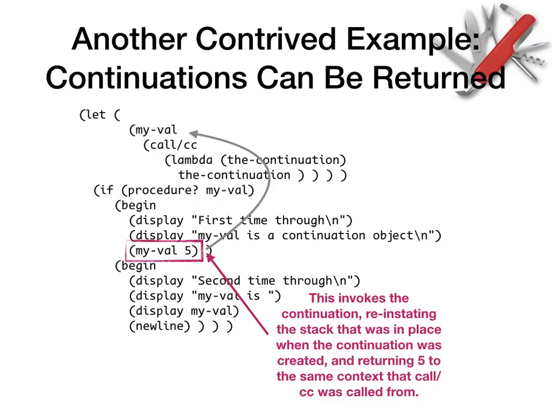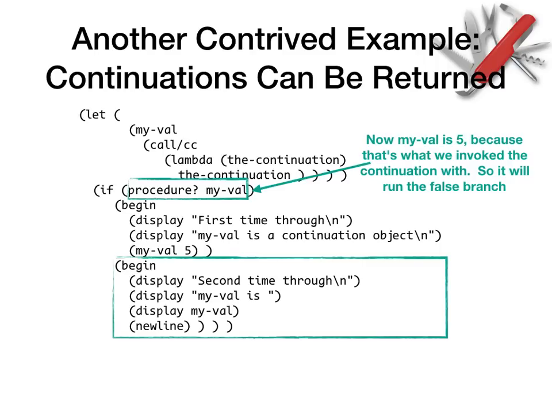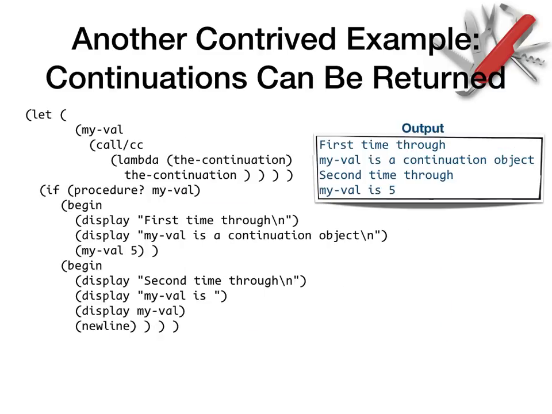Okay, so now myval, instead of having a continuation, now has 5, and we're starting all over again. So then we say, is myval a procedure? Well, no, it's not. Now myval is 5 because that's what we invoked the continuation with. So now it'll run on the false branch, and this is the final output. The first time through, myval is a continuation object. Second time through, myval is 5. So we didn't have any loops or anything. We created a continuation, and then we called the continuation. Okay. So that's the basics of how continuations work.